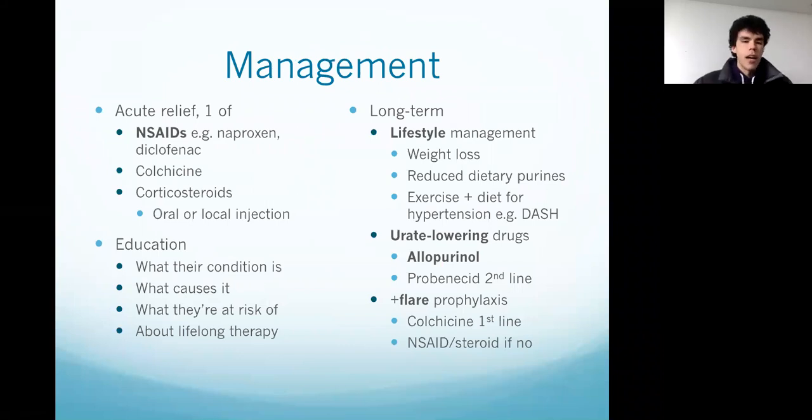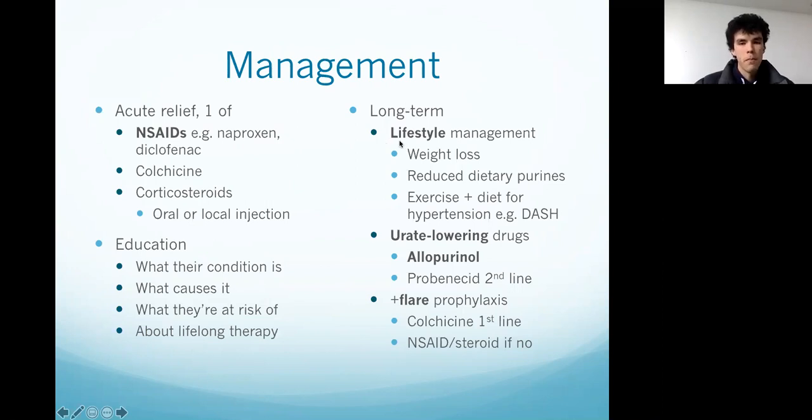Management. So acutely, you need to fix the pain. So NSAIDs is number one, unless they have a reason why they can't. Otherwise, other options are colchicine and steroids. You need to tell them what it is, what causes it, what they're at risk of, and what that's alluding to is basically chronic disease, long-term need for urate lowering therapy.